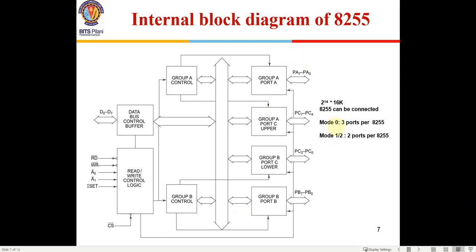Is this mode 0 and mode 1 operation clear to all of you? So mode 0 was clear. Mode 1, only a little confusion.